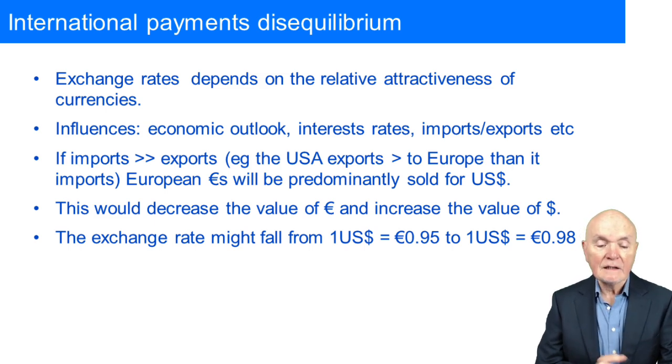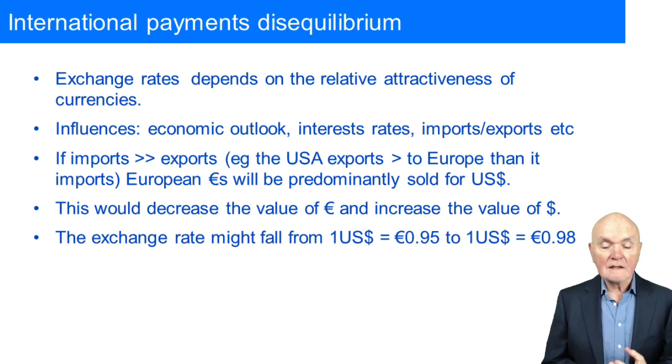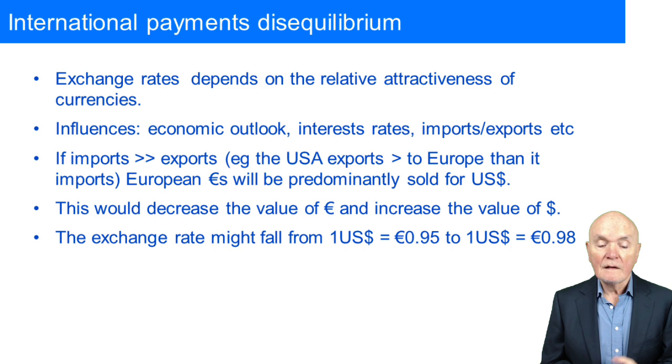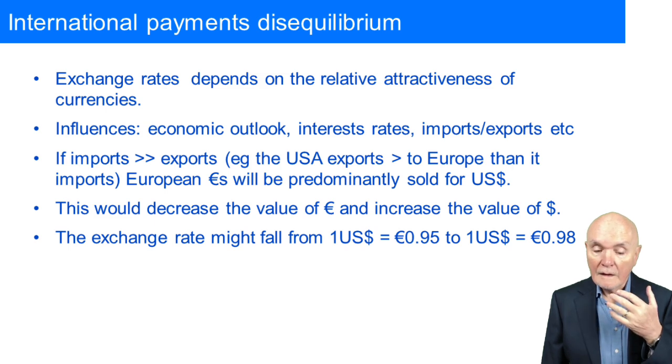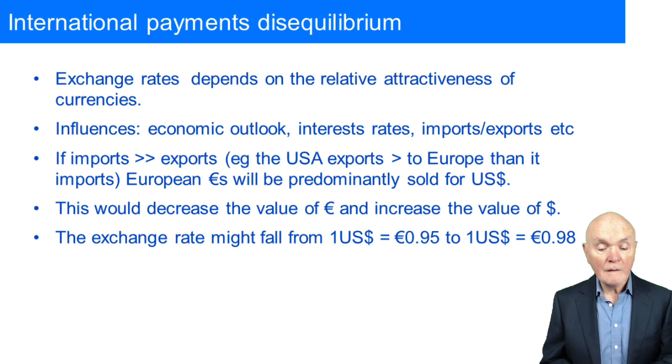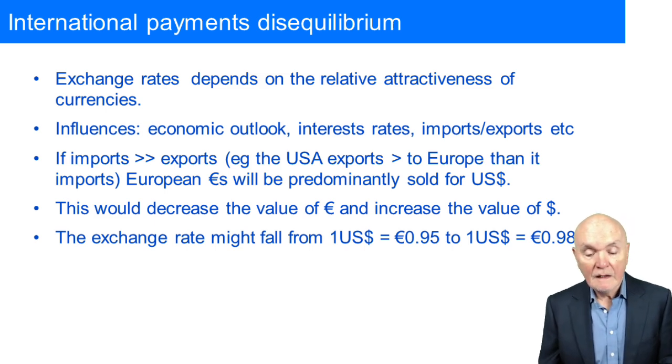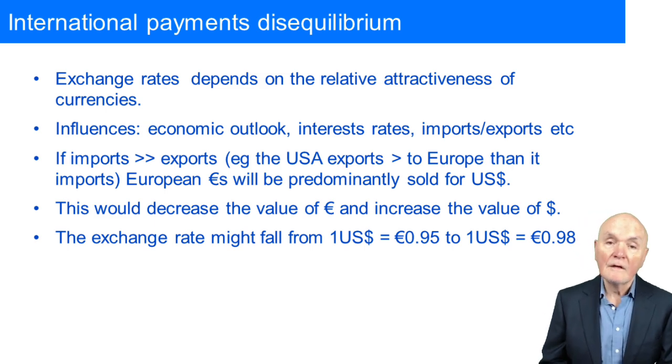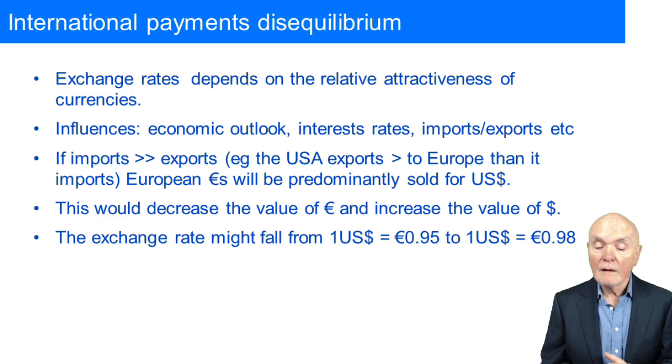As it says in the slide here, if imports are much, much greater than exports, let's say the USA exports much, much more to Europe than it imports, then European euros will be predominantly sold to buy US dollars. The imports to Europe are much higher. They have to find lots of dollars. To find lots of dollars, they have to sell lots of euros, and the exchange rate is going to move. And it might fall, as it suggests here, from $1 being worth 0.95 euros to $1 being worth 0.98 euros.